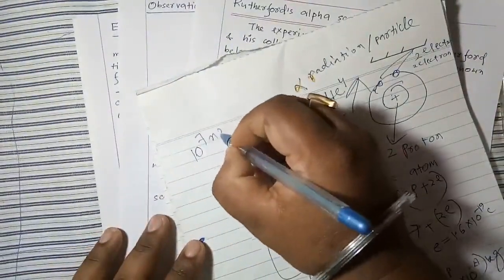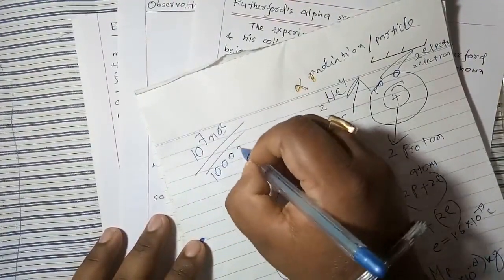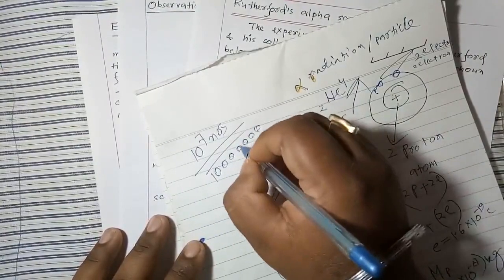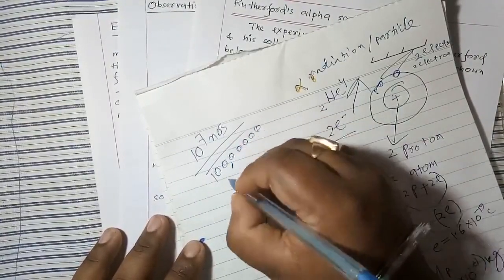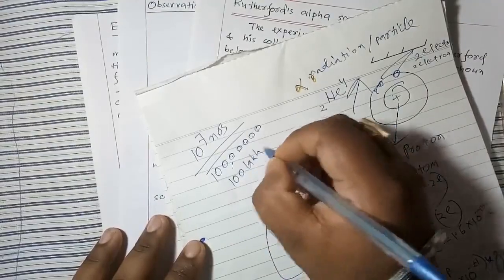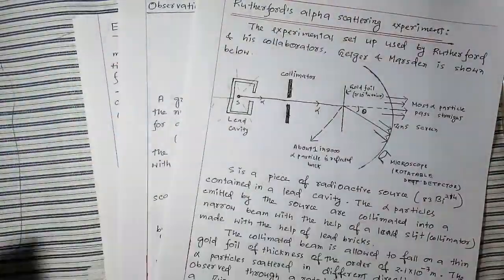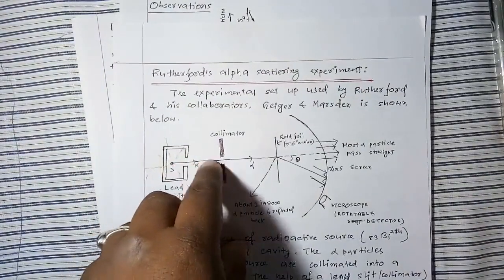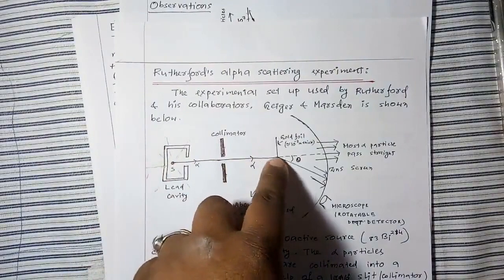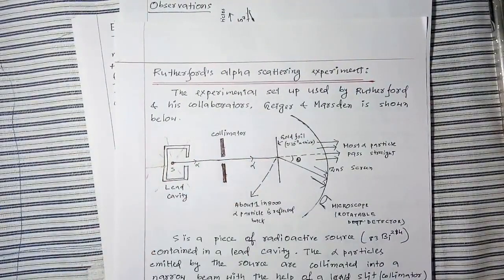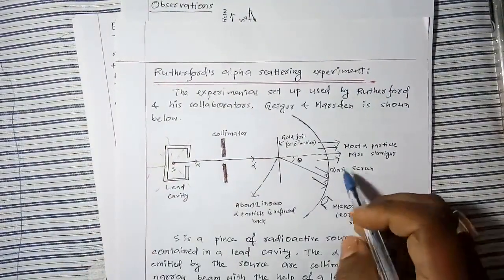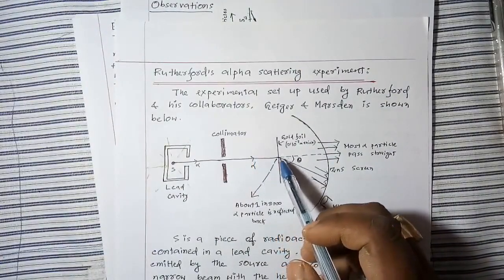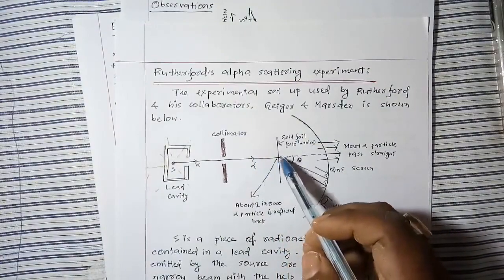10 to the power 7 means how much? It is around 100 lakhs. Around 100 lakhs alpha particles are emitted from the radioactive source, right? And they are allowed to pass through the collimator, then allowed to fall on the gold foil. Is it okay?